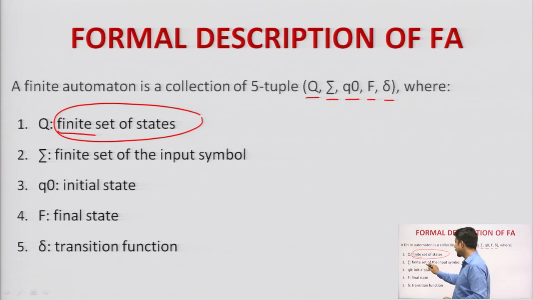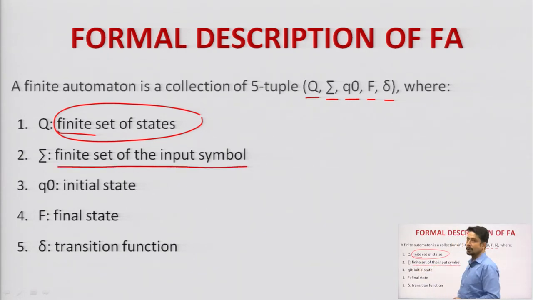Then sigma is the finite set of input symbols. It can be 0, 1, it can be A, B, it can be A, B, C. It depends on what the user has given in the particular language. Clear? Next, Q naught is the initial state.